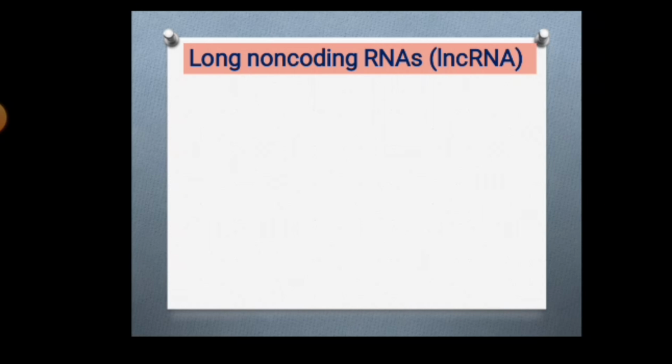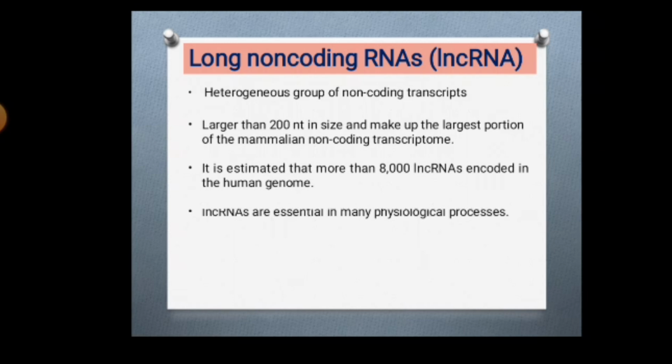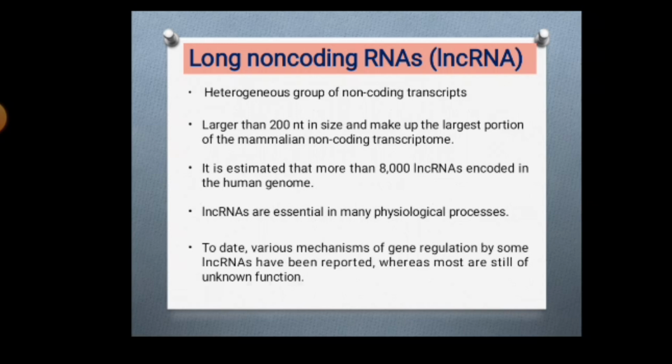Last are the long non-coding RNAs. It is a heterogeneous group of non-coding RNA transcripts. They are larger than 200 nucleotides in size and make up the largest portion of the mammalian non-coding transcriptome. It is estimated that more than 8,000 long non-coding RNAs are encoded in the human genome. These are essential in many physiological processes. To date, various mechanisms of gene regulation by some long non-coding RNAs have been reported, whereas most are still of unknown function.